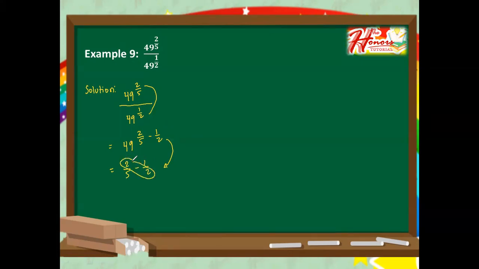So we have here 2 over 5 minus 1 half. So 2 times 2, that's 4. 5 times 1, that's 5. 5 times 2, that's 10. Then let's continue solving. So that is 4 minus 5 over 10. 4 minus 5, that is equal to negative 1 over 10. So this will be your exponent.